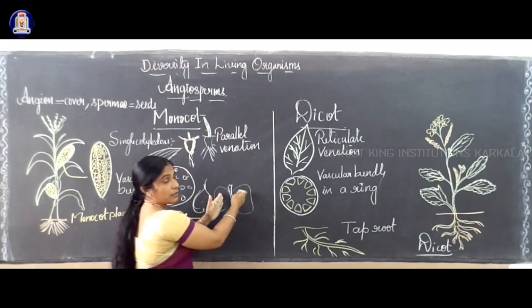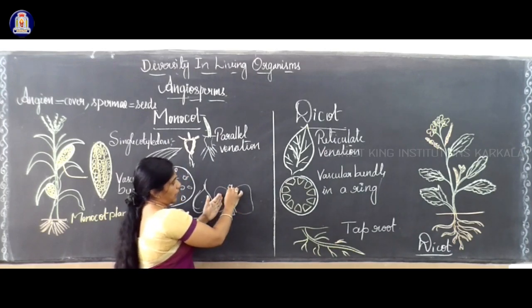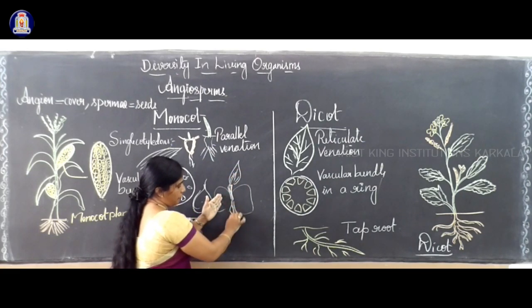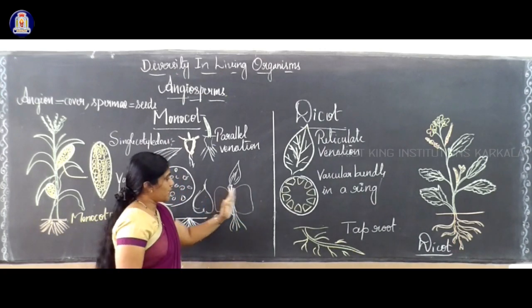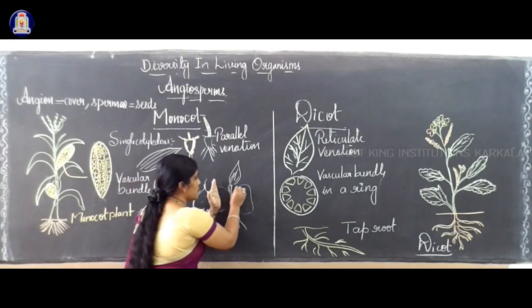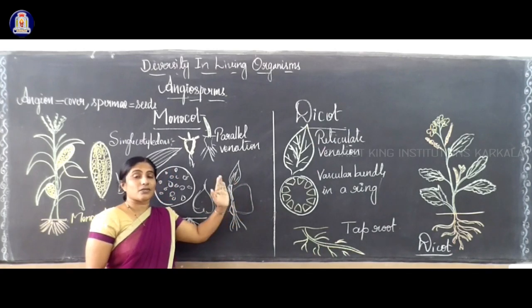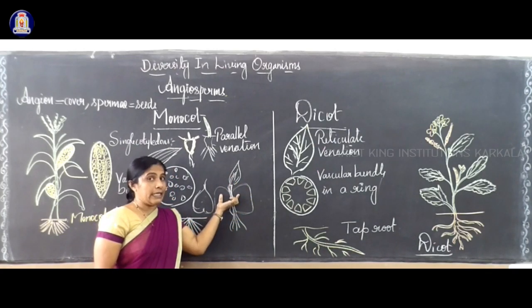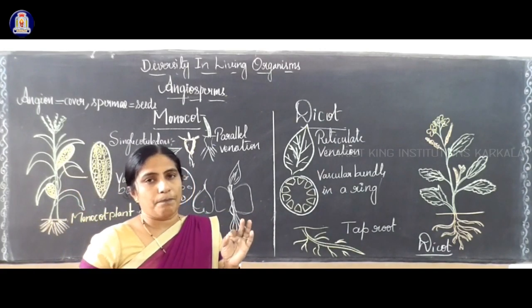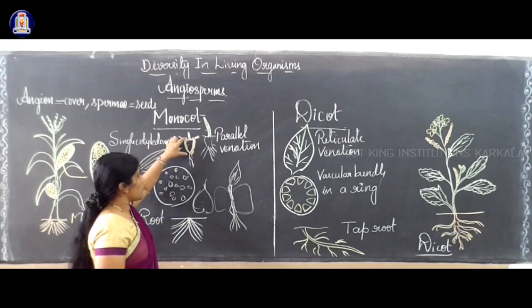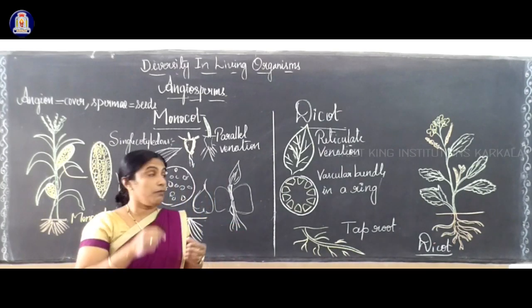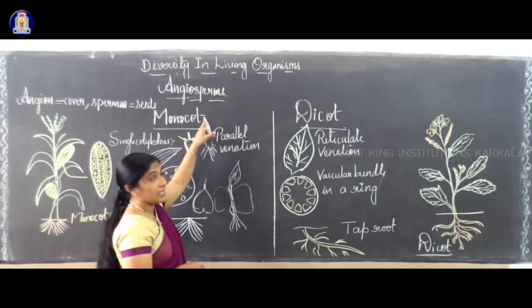In between, on the upper surface it will grow into a leaf, and on the lower surface it will form a root. Beside this there is a structure called the cotyledon, which is edible, what we eat. This structure is meant for storage of food. A single cotyledon is present in monopod plants. If you see paddy, when you sow the seed in the field or in a pot, you can observe only a single leaflet.